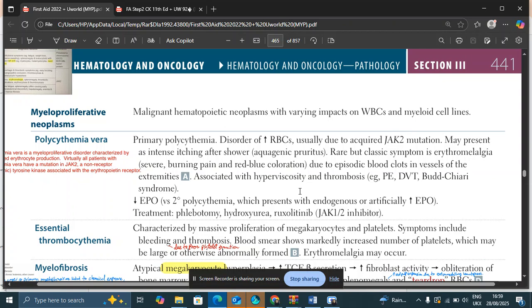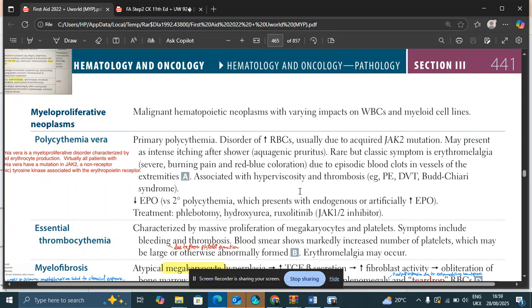Usually the key finding is hematocrit of more than 60%. Okay. So first we'll see elevated hemoglobin, elevated hematocrit, more than 60% is a key finding, and elevated RBCs, WBCs, and platelets. Packed cell volume will be increased. In polycythemia vera, EPO is decreased, and oxygen saturation is normal.